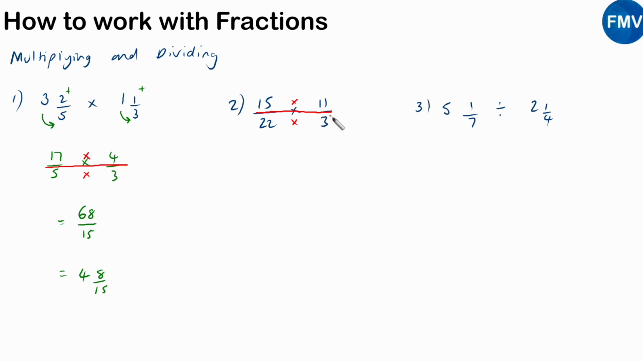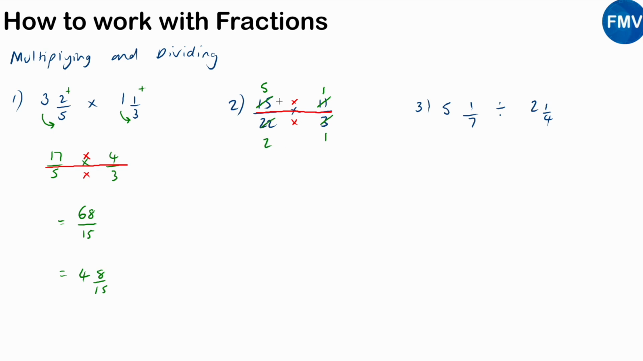So they can be simplified. 11 is a multiple of 11 and 22 is a multiple of 11, so they can be simplified. Let's look at that. 3 goes into 3 once, 3 goes into 15 5 times, 11 goes into 11 once, and 11 goes into 22 twice.